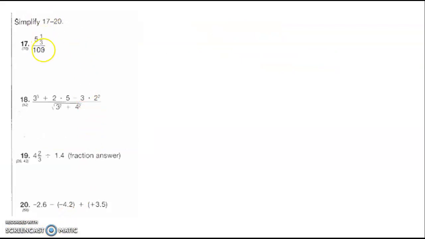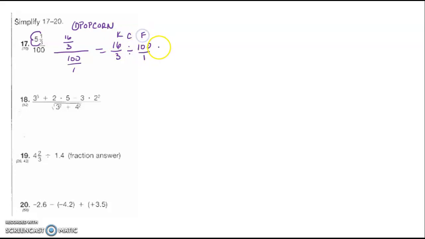Okay. So to simplify this, I'm going to have to popcorn first. So 3 times 5 is 15, plus 1 is 16. So I have 16 over 3 divided by 100, and I'm going to put 100 over 1. Another way to write this is 16 over 3 divided by 100. Now I'm going to keep, change, flip. So I keep my 16 over 3. I change division to multiplication, and I flip. So now I have 16 times 1 over 3 times 100, which is 16 over 100.